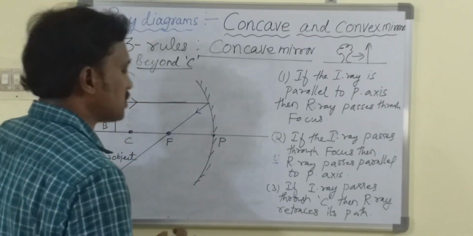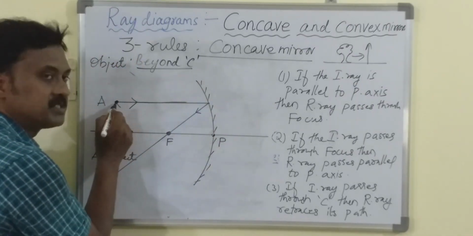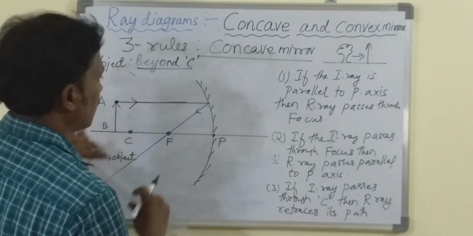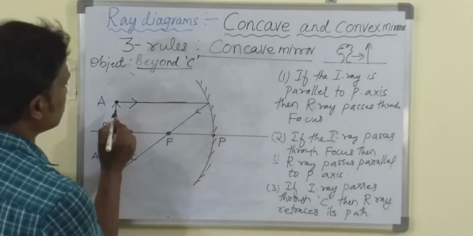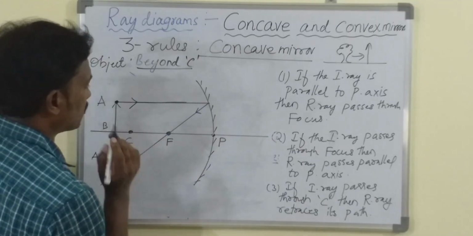Now we have to start the second ray right from the same particular point. And I am going to use this: if the incident ray passes through the focus, so I am going to draw a light ray from here, and that is going to pass through the focus.